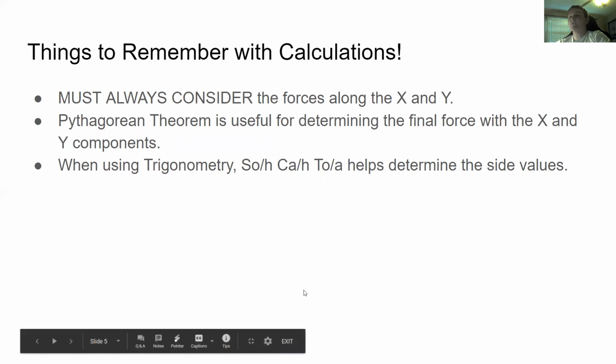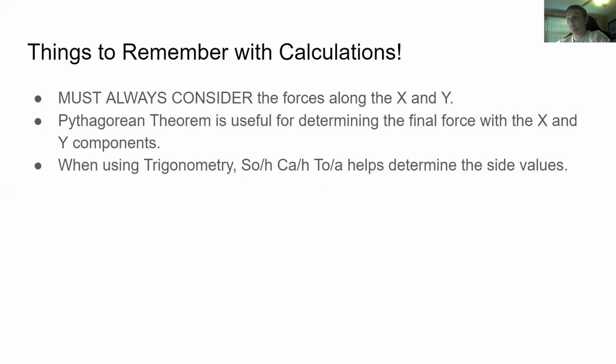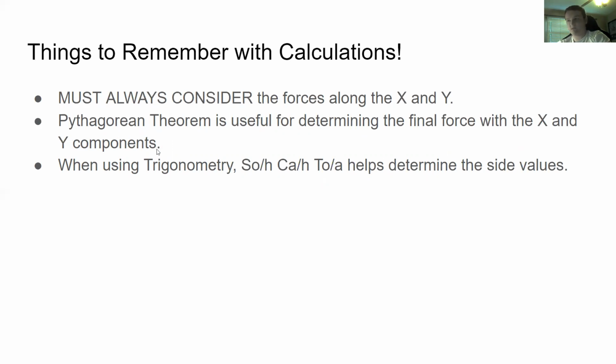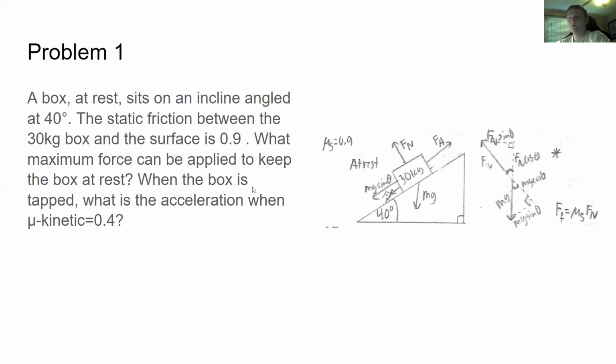So, things I like to remember. You must always consider the forces along x and y. For example, with inclines, there are different components for x and y, and they always change. It's helpful to use the Pythagorean theorem to find the final component using your x and y: a squared plus b squared equals c squared. And then you can use trigonometry to find the angle or the side length of the triangle or incline that you're trying to use. Very helpful.